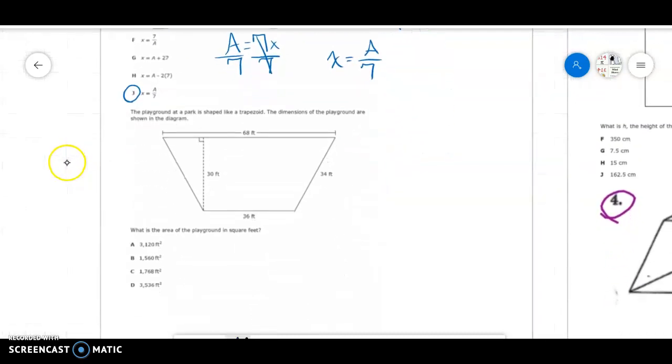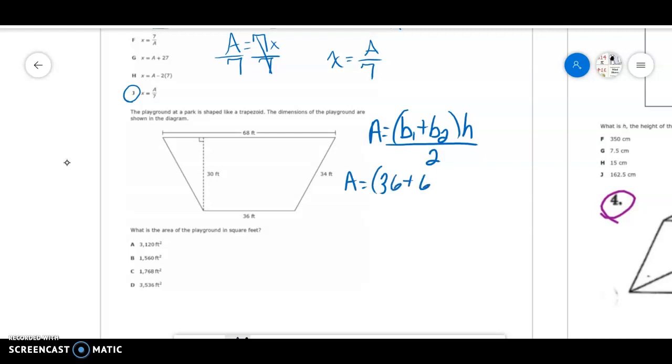Here we had a playground in the shape of a trapezoid. So again, A equals base 1 plus base 2 times the height divided by 2. We're going to plug in our numbers: 36 plus 68 times 30, and then divide by 2. Some of you are forgetting this divide by 2 piece. Remember, if it starts with a T, you divide by 2.